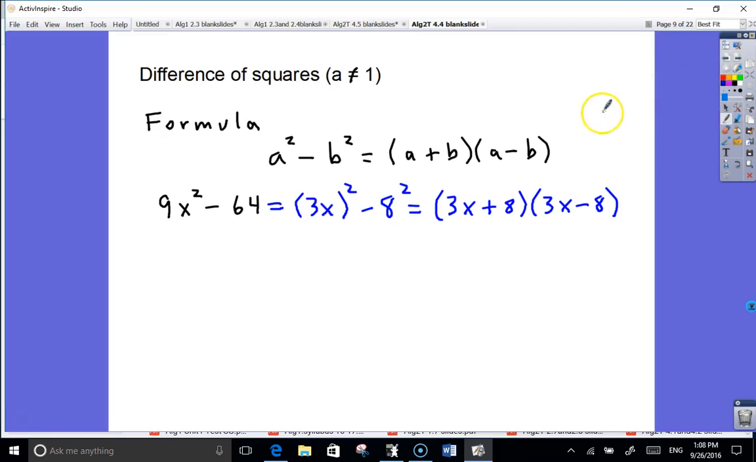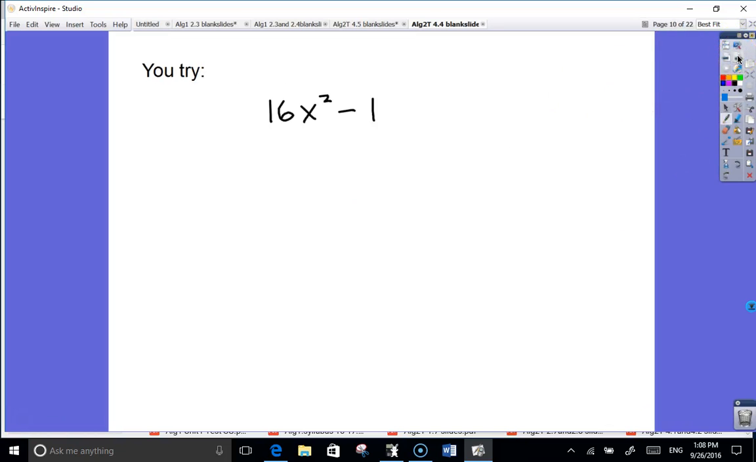All right, so difference of squares. I think the next one is for you. So try to do that, try to factor that. So anybody get the factors?